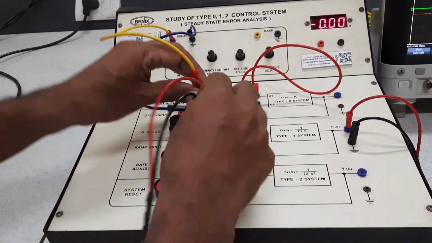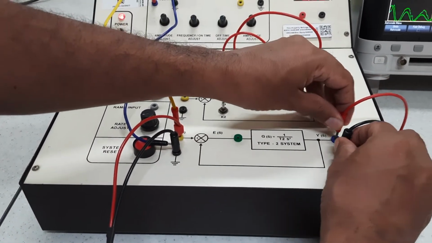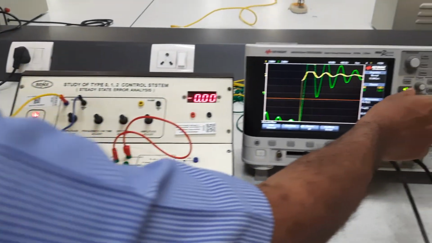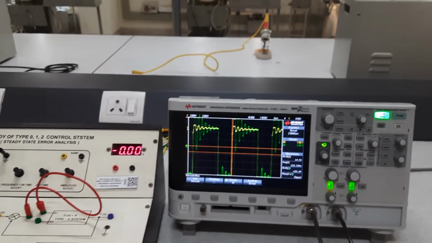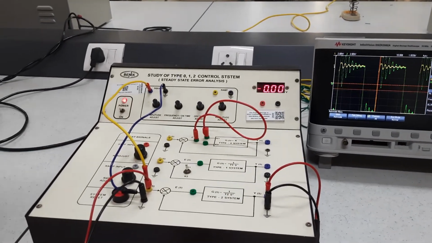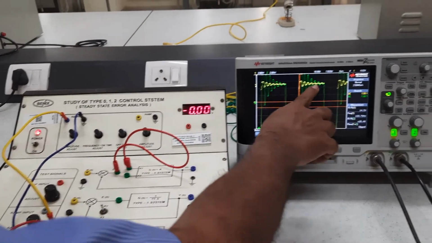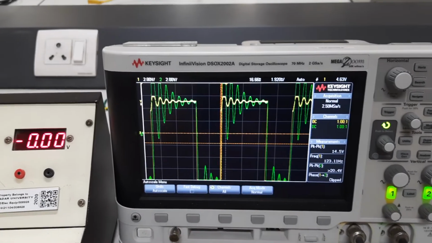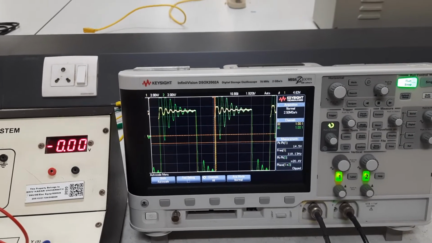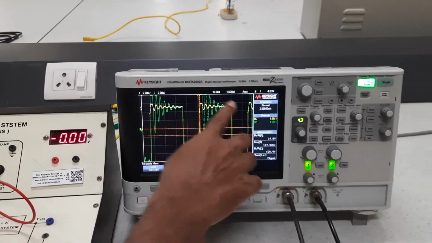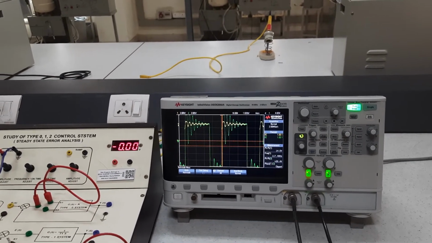Now let us change it to a type 2 system. Okay. And now let us look at the response again. Now look at the type 2 system's response. You are having a lot of transient response here, and then it is reaching a steady state value. If you increase the frequency, and that is the maximum that we have here, you will reach a steady state value. Okay, so this corresponds to 0 value of your steady state error.